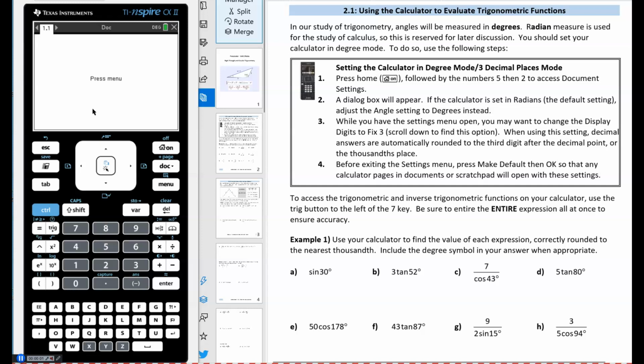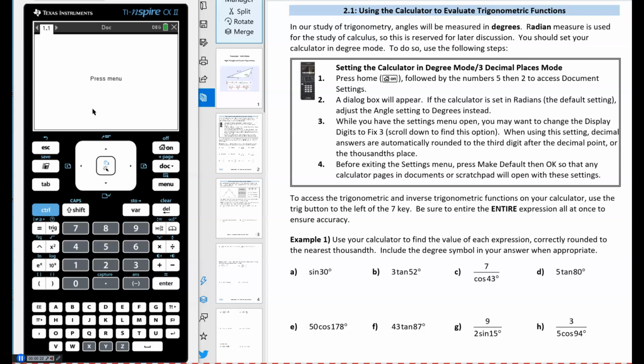Okay, in this lesson, we're going to get used to your calculator and make sure that all of your settings are correct. In our study of trigonometry, we're going to measure angles in degrees, so we're going to make sure that your angle measurements are set in degrees on your calculator. Radians are used for the study of calculus, so that's going to be a later discussion.